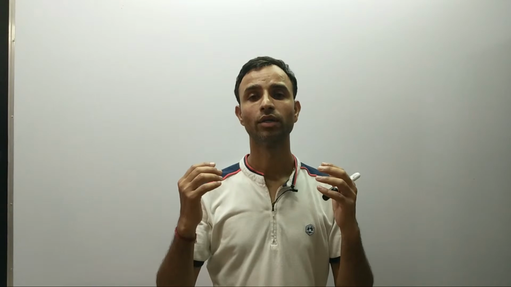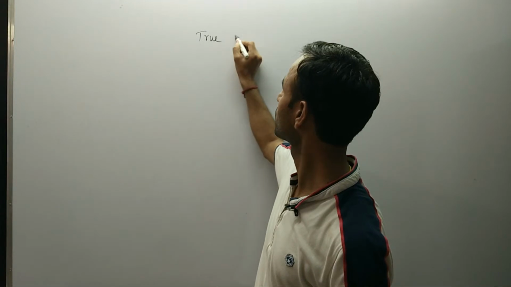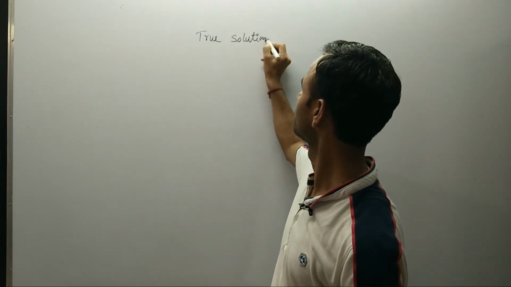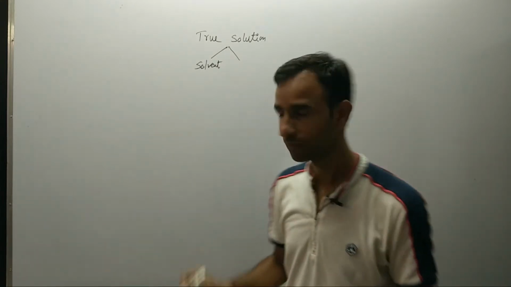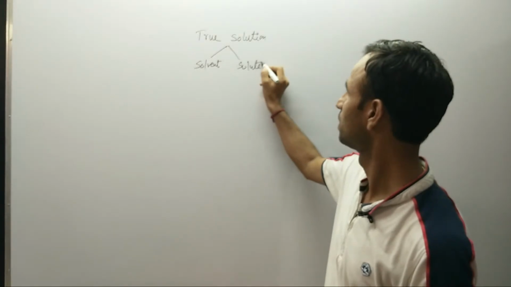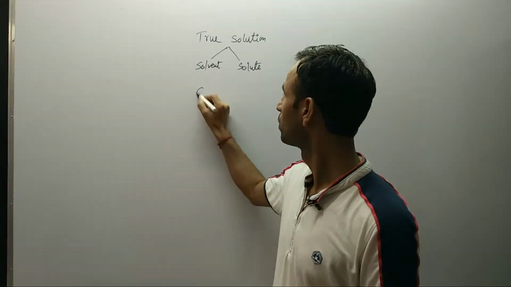Yes, beta. So we have started colloidal solution in the last lecture. Now, in colloidal solution, just like in true solution, there is a solvent and a solute. In true solution, there is a solvent and a solute, right? Same in case of colloidal solution.